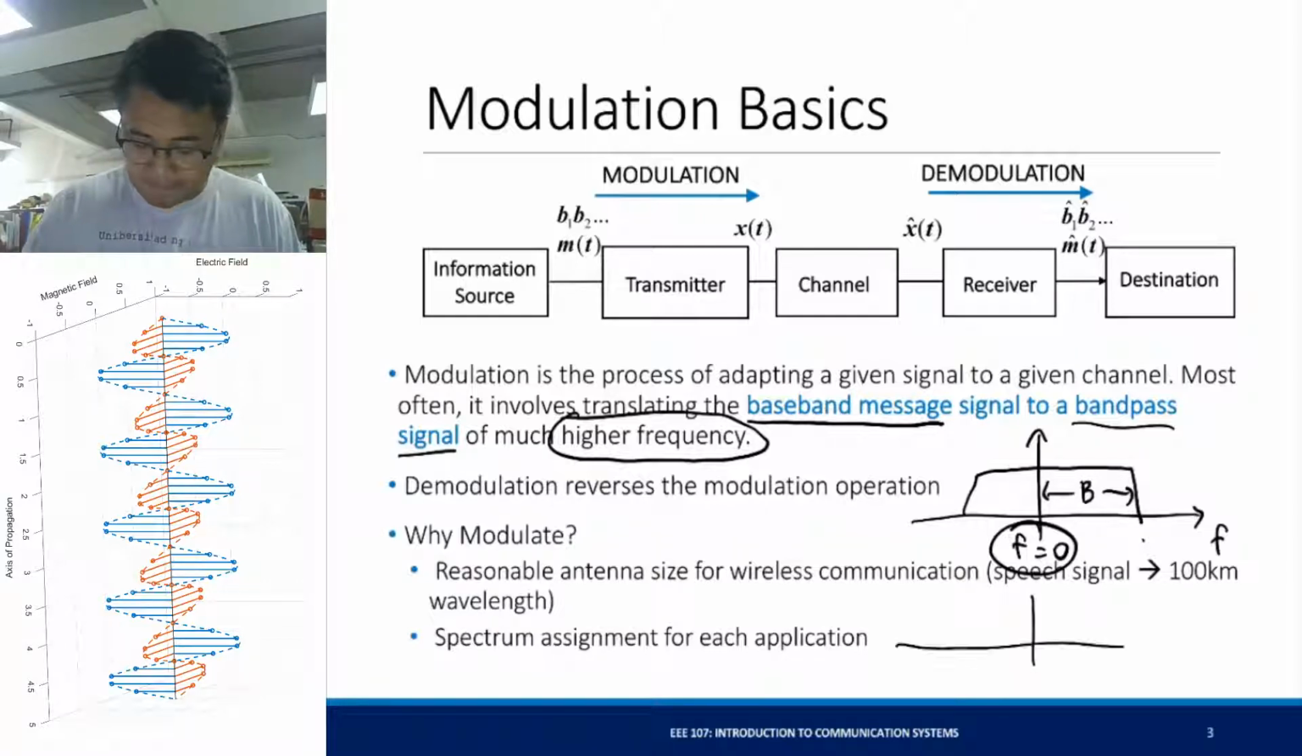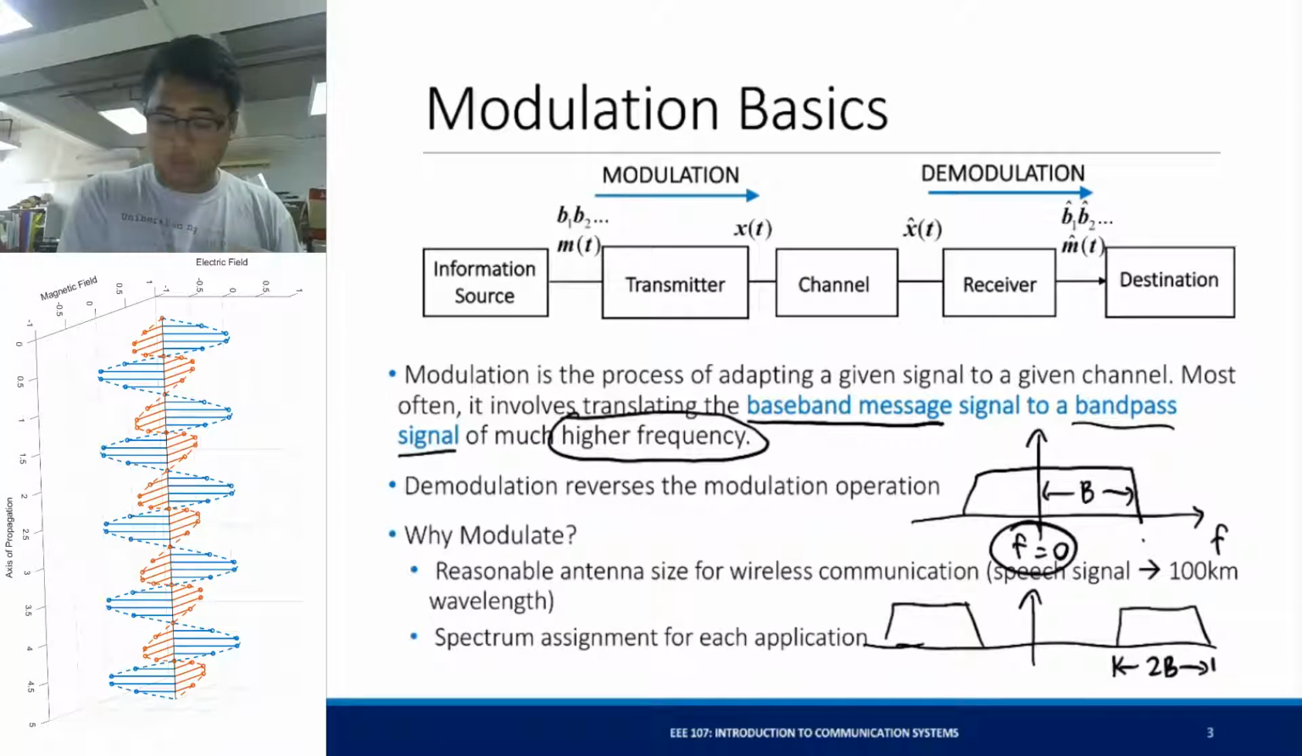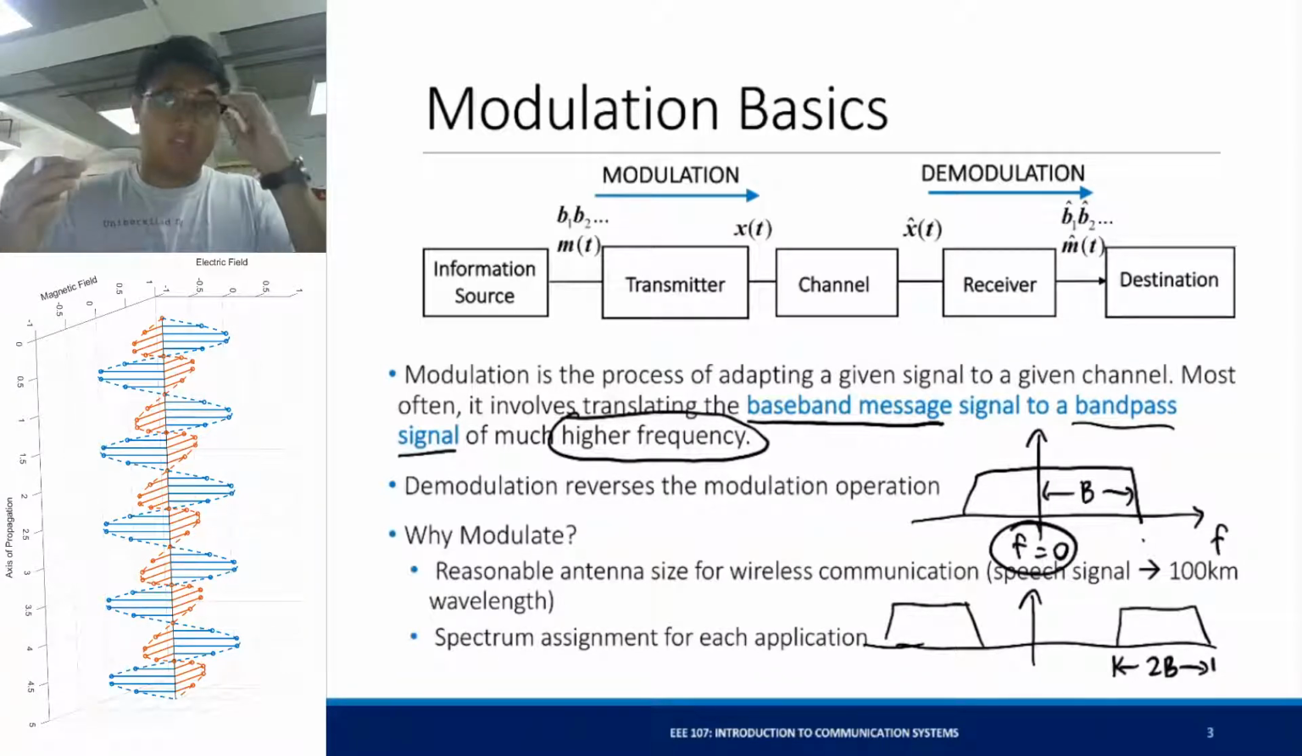An example of a bandpass signal is something like this. And it's a real signal, so it should have a reflection on the other side. So a bandpass signal has twice the bandwidth of a baseband signal. It occupies twice the bandwidth. But the advantage of converting this baseband signal to a bandpass signal at a higher frequency is that we can use the frequency spectrum more efficiently.